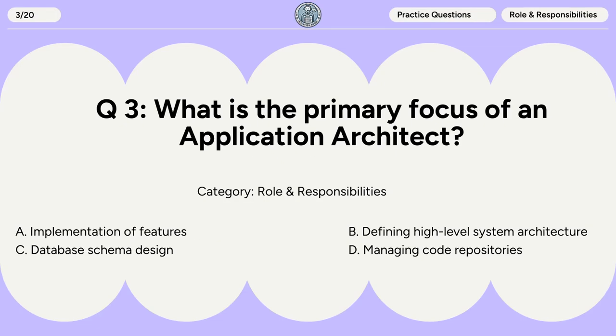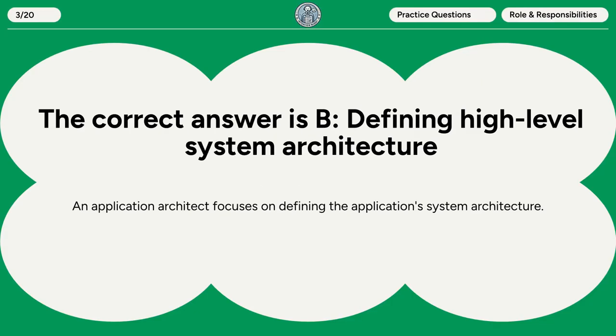Question 3. What is the primary focus of an application architect? A. Implementation of features. B. Defining high-level system architecture. C. Database schema design. D. Managing code repositories. The correct answer is B. Defining high-level system architecture. An application architect focuses on defining the application's system architecture.